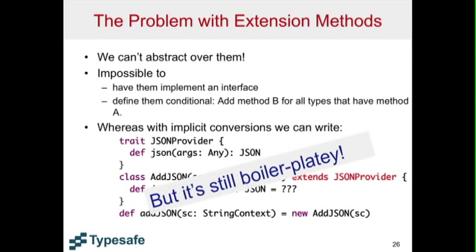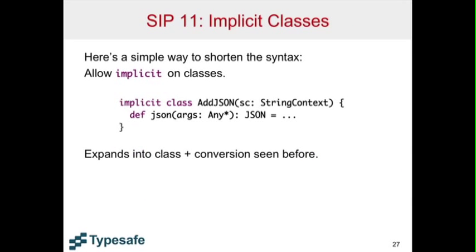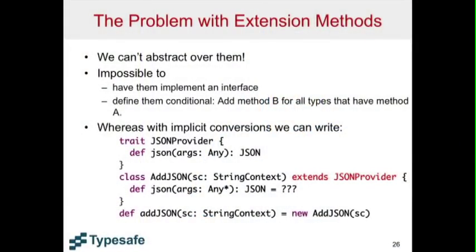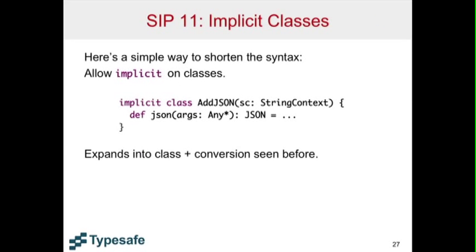OK, so this is better. This is more general. But it's still boilerplatey. So what do we do with that? That comes with another SIP. It was SIP 11 on implicit classes. It's a very simple way to shorten the syntax, which we introduced. Instead of having this fairly complicated thing with the class and the implicit conversion, can't we just write implicit on the class? So like that, implicit class JSON. And that would implicitly define the conversion as well. So those classes could be wrapped around objects just like implicit conversions. OK, that's good. So we have solved the syntax problem rather simply.